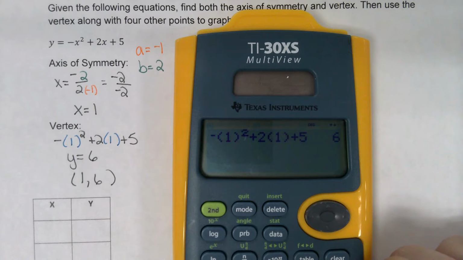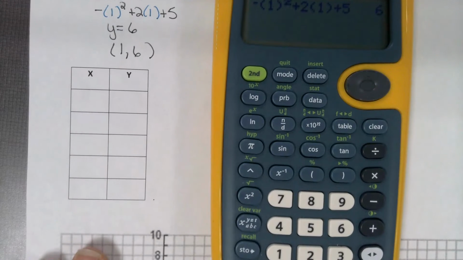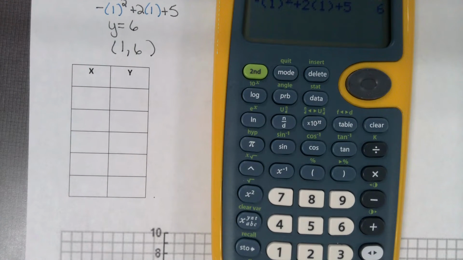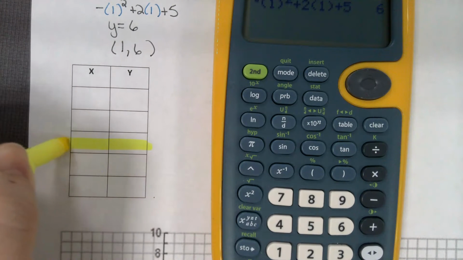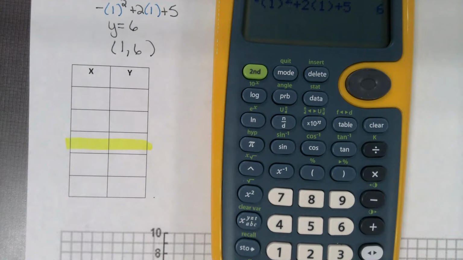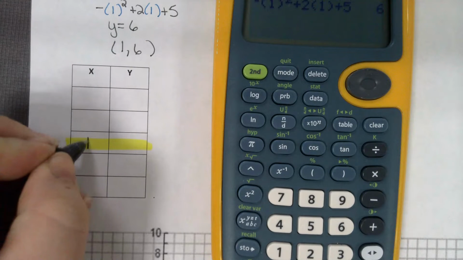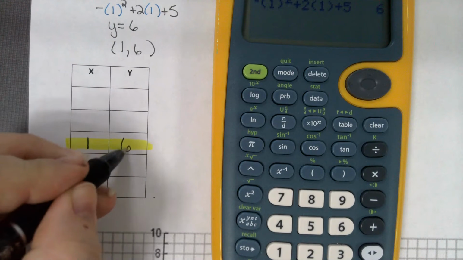Now that's important information because when we create our table, our vertex, just like in our last standard, is going to be right smack dab in the middle of our table. That's what we want, because what we're trying to create here are those points on either side that are providing us with a little bit of symmetry if possible. So right in the middle of the table, we'll have 1 for x and 6 for y.